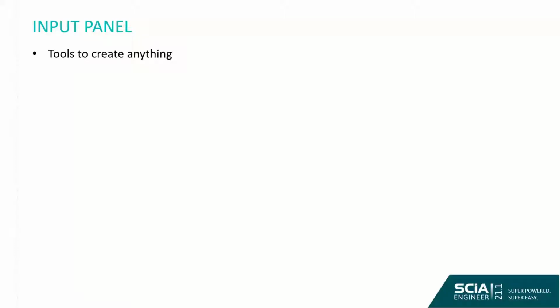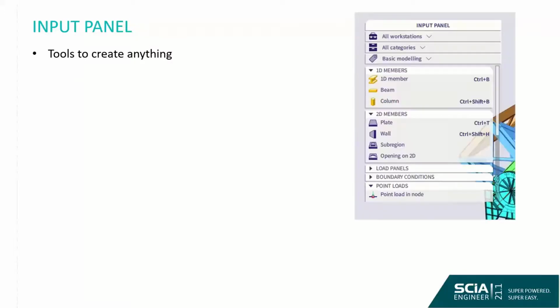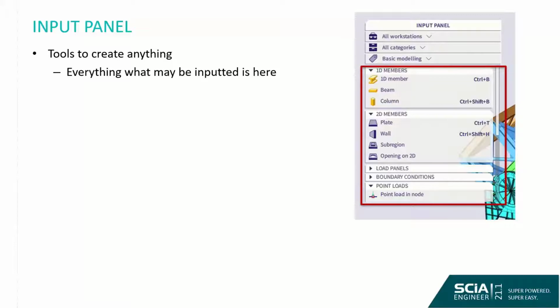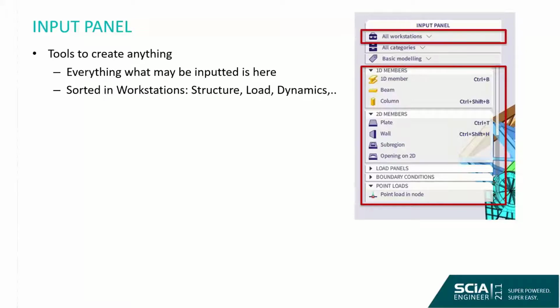The input panel is the next component, and it really contains tools to create anything that is then visible in the 3D scene. So there is a list of commands that you launch to create, for example, structural entities like members or plates, etc. It is sorted in workstations that follow the logic of the structural engineering workflow. So you start with the structure, defining 1D and 2D members. Then you switch to loads or apply some masses, etc. So this is possible via the input panel.